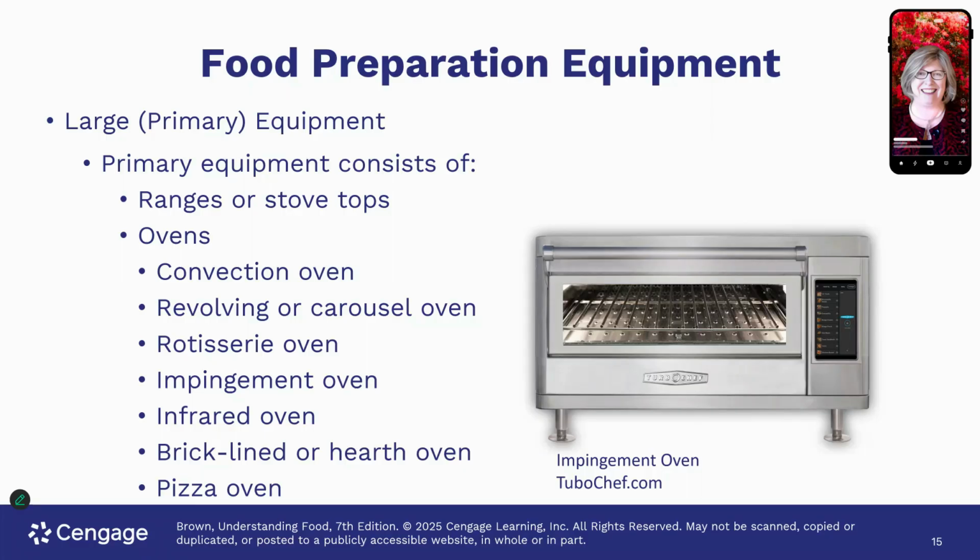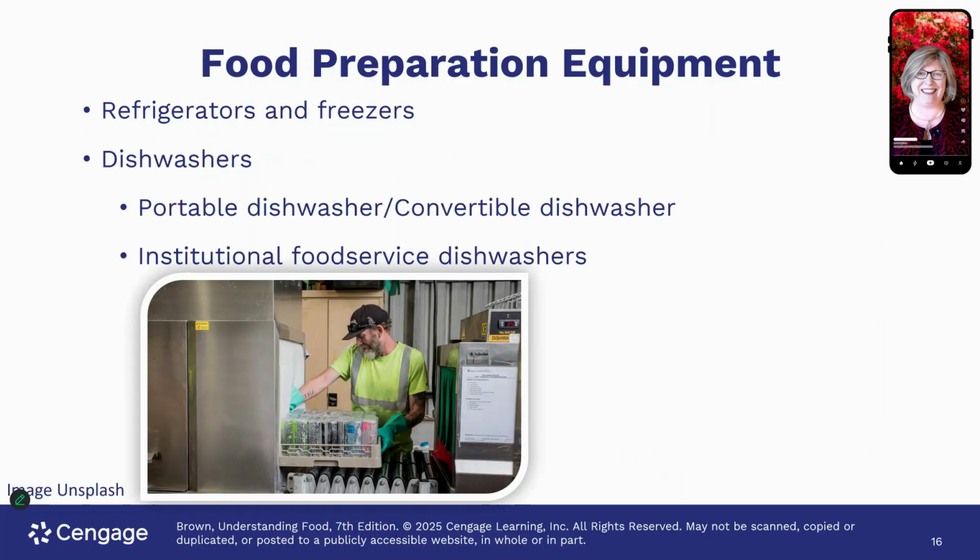You have a convection oven that has a fan that moves the air around in the oven and also reduces cooking time. Or revolving or carousel oven. A rotisserie oven where there's a spit, I think it's called, that goes through the oven and you put, say, a chicken in it and it rotates while it evenly cooks. An impingement oven has forced air coming out of jets. An infrared oven, a brick lined or hearth oven, and a pizza oven that might actually have wood burning in it. And lastly, we come to refrigerators, freezers, and dishwashers.